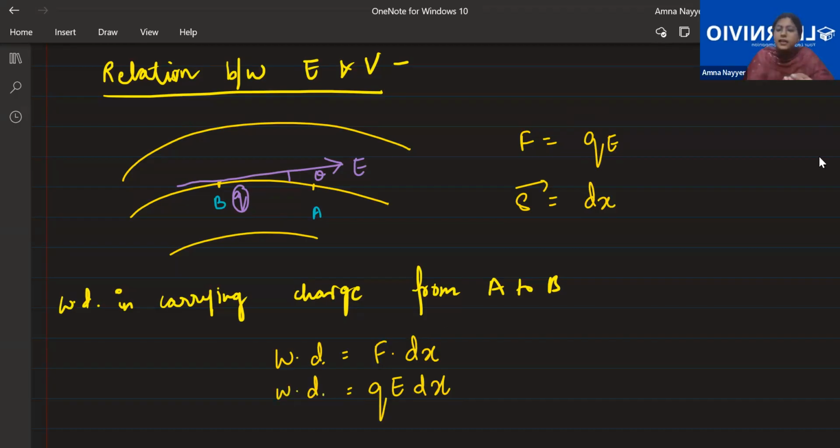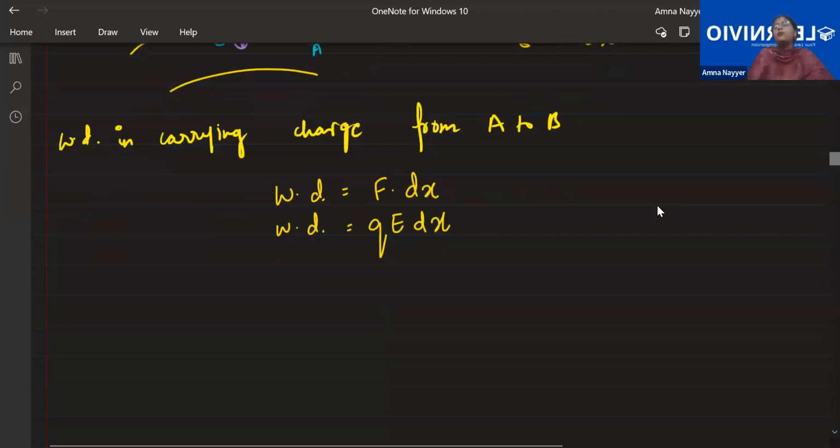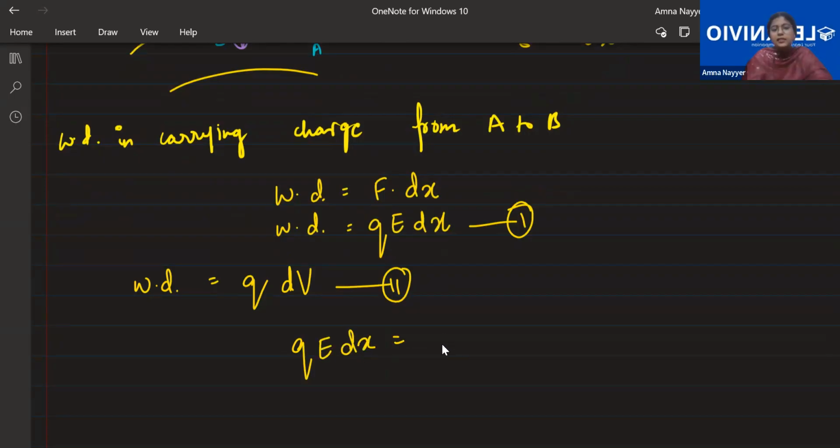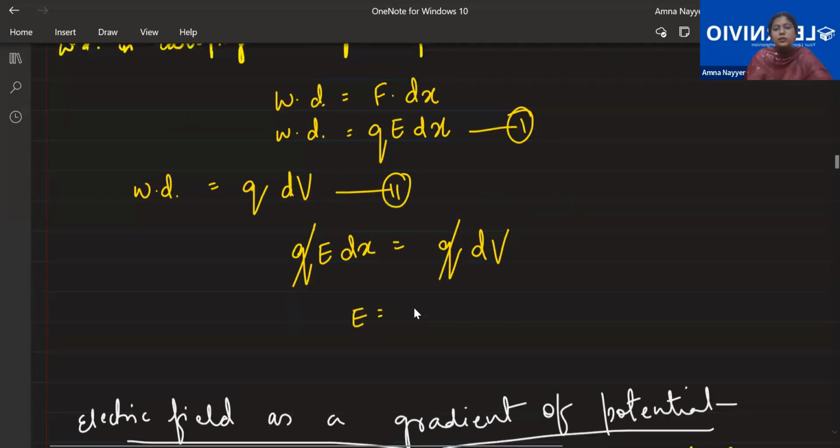Now class, we've already studied that when we move a charge from one point to another point against the electric field, the work done is given by charge into change in potential, let's say dV. Now this is one equation, this is the second equation, they both are leading towards the work done. So when you equate them, Q into E dx is equal to Q into dV. The charge gets cancelled. What is left? E is equal to dV over dx.